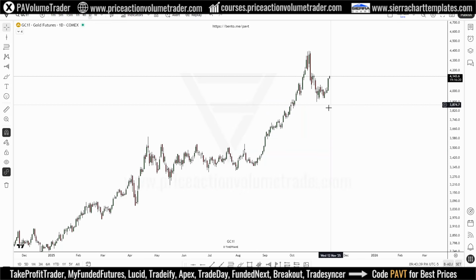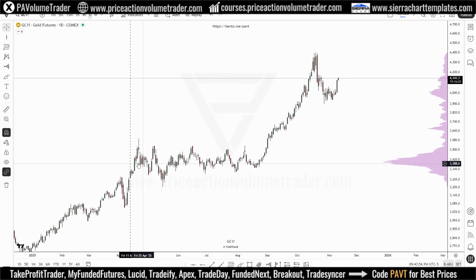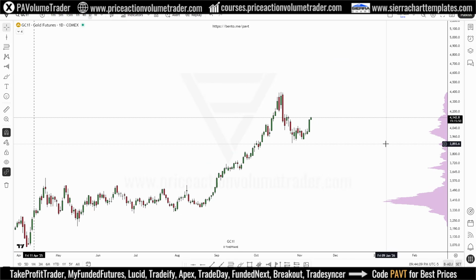So for gold, I would include this whole consolidation. I mean, it's not that far back. I would pretty much be going back to April 11th. So with gold, this is where I would start my long-term profile. The start of this consolidation, and then this whole impulsive leg into all-time highs right over here, okay?